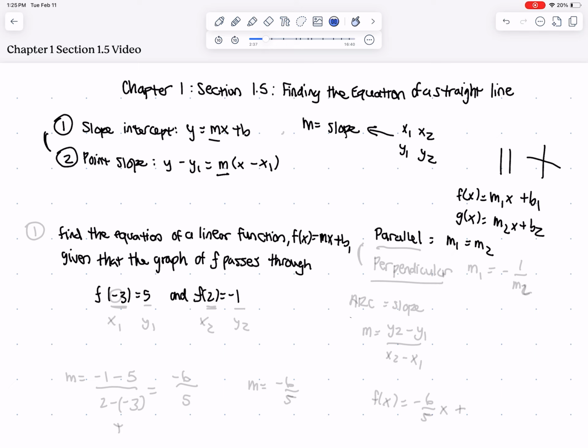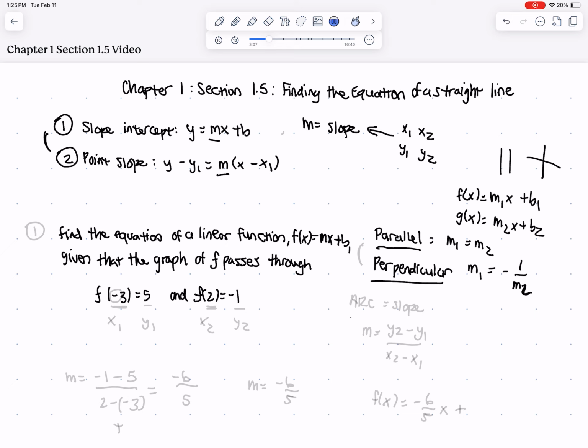But if they're perpendicular, this means that m1 is not going to be directly equal to m2. It's going to be equal to negative 1 over m2. So depending on how they present the lines and or the functions and how they're related to each other, you're going to write the slope a little bit different.